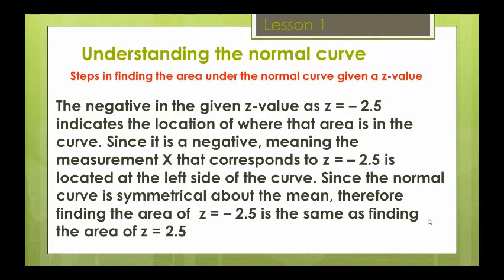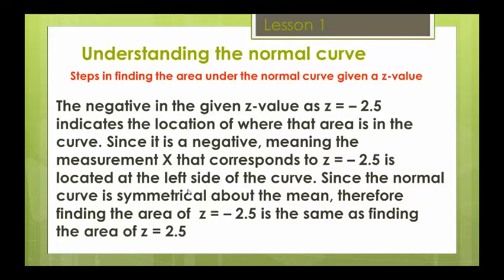So, negative yung value natin. So, take note of this. The negative sign in the given z value, z equal to negative 2.5, indicates the location of that area in the curve. Since it is negative, it means the measurement x that corresponds to z equal to negative 2.5 is located at the left side of the curve.